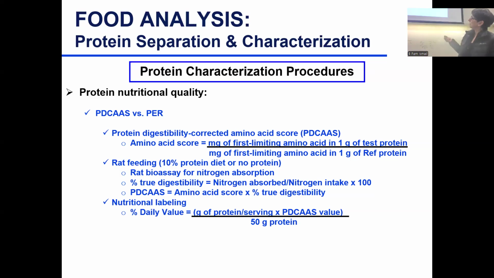Then you use that score, digestibility times amino acid score, to get that PDCAAS, and then you use the PDCAAS to determine percent daily value. So if you have 10 grams in your serving, and you have a PDCAAS of 0.8, you really have 8 grams of available protein. Then you take the 8 grams divided by the 50 grams per day that you need, and you calculate percent daily value. That's how you do it.